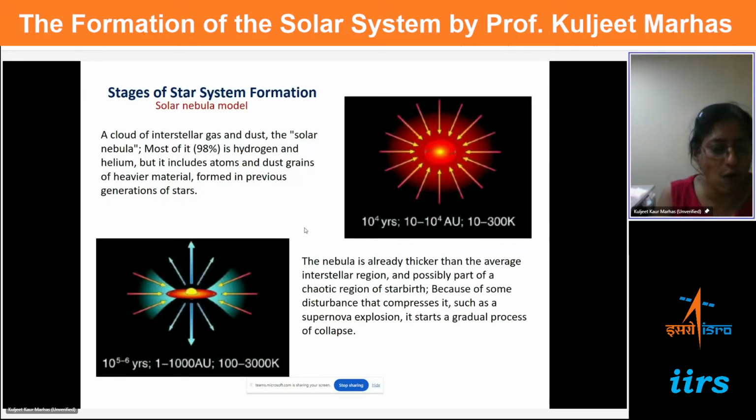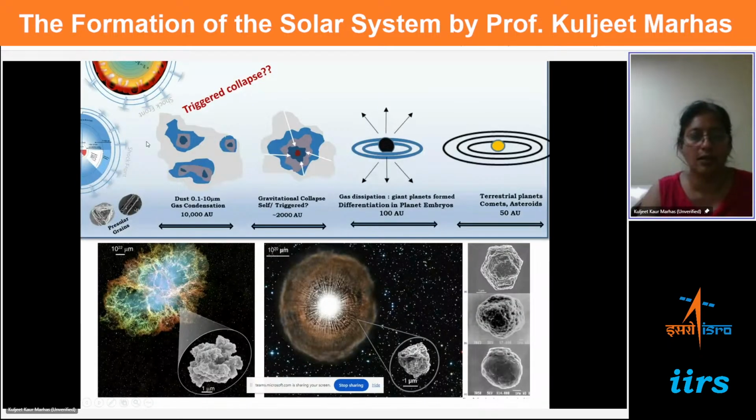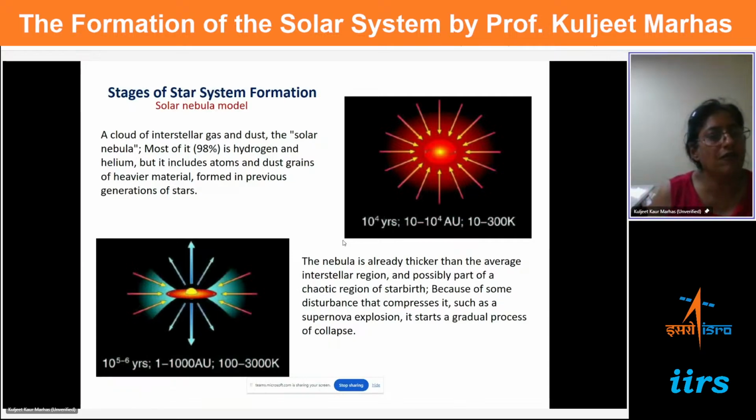So now coming back to formation of the solar system, which is the topic of my talk. We'll come back to the nebula model. Now, this has evolved with time till now, and I will make some changes, but let me give you a fair view of this system, which is shown here in different parts and phases. Okay. So first, a cloud of interstellar gas and dust is called the solar nebula. Most of it is 98% hydrogen and helium, but it includes atoms and dust grains of heavier material from the previous generation of stars. I talked about this, yeah.